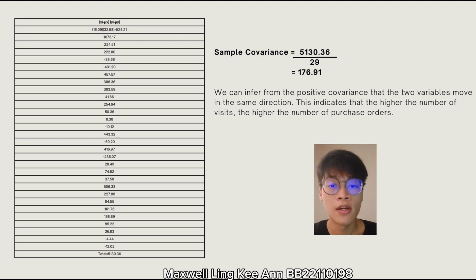From this, we can infer from the positive covariance that the two variables move in the same direction. This indicates that the higher the number of visits, the higher the number of purchase orders.